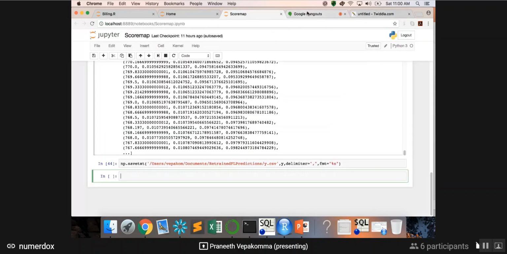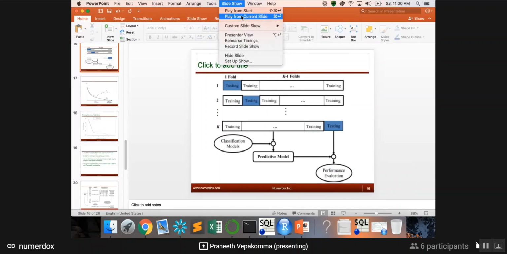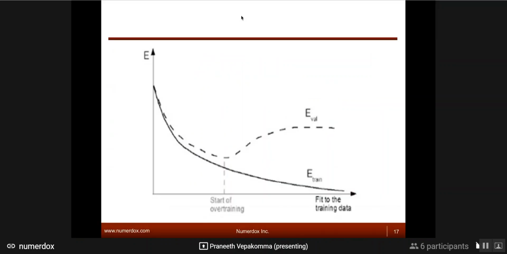Parameter tuning. All right, so that brings us to the end of the class, but there is one other important slide to show, so let's just show that slide. So there are different kinds of errors we're looking at.